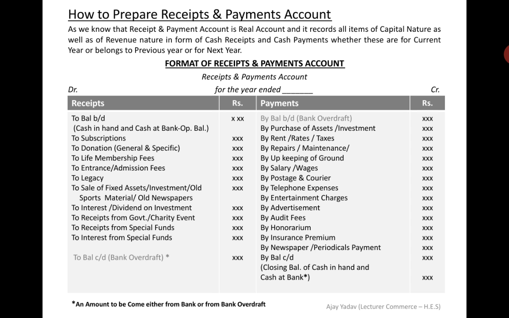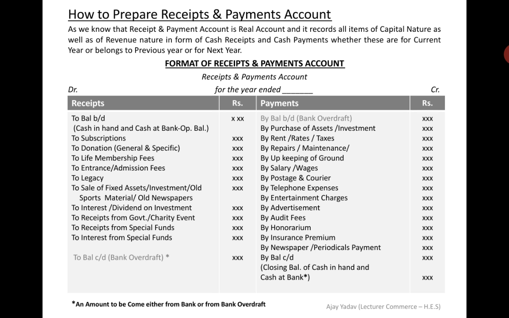Now we go to the credit side. Payments like purchase of assets, investment, rents, rates, taxes, repairs, maintenance, upkeeping of grounds, salary paid, wages paid, postage and courier charges, telephone expenses, entertainment charges, advertisement, audit fees, honorarium, insurance premium, newspaper.